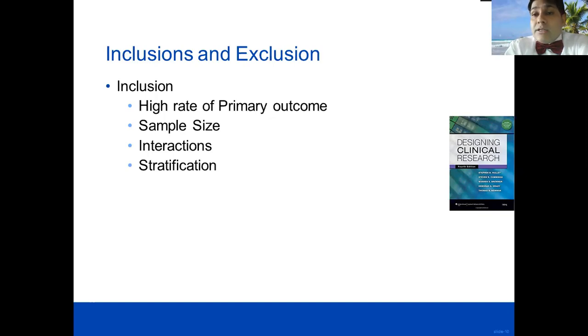Sample size is derived, sometimes, from the inclusion criteria, how big a sample size you want to have, and that gives you who you need to include as well. Interaction and stratifications are part of inclusion criteria as well, and I think we'll talk in a minute about what stratification means.